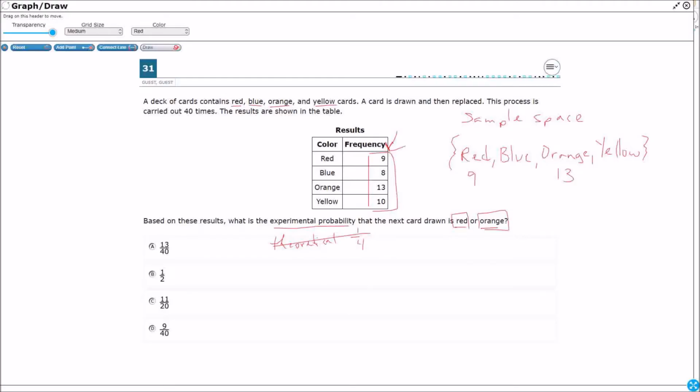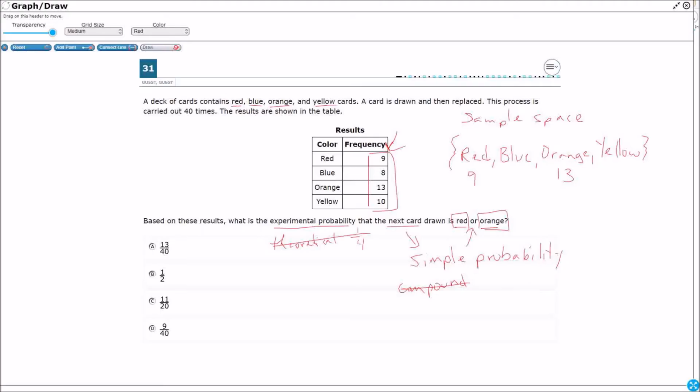When we're dealing with this word or, that means it could be either red or orange. And it's just one simple pull. So this is the next card. This lets us know this is what we call simple probability. You're not drawing one card, then replacing it, and then trying to grab another card. That would be compound. If you draw a red, replace it, then draw an orange, that's a compound probability. Simple probability is just one event, pulling one card.